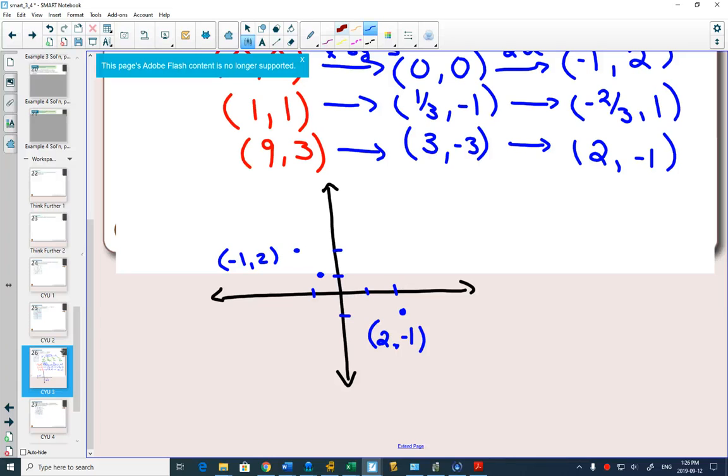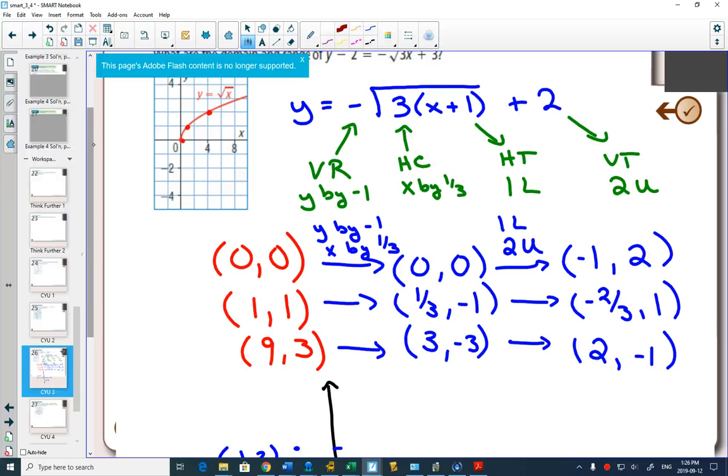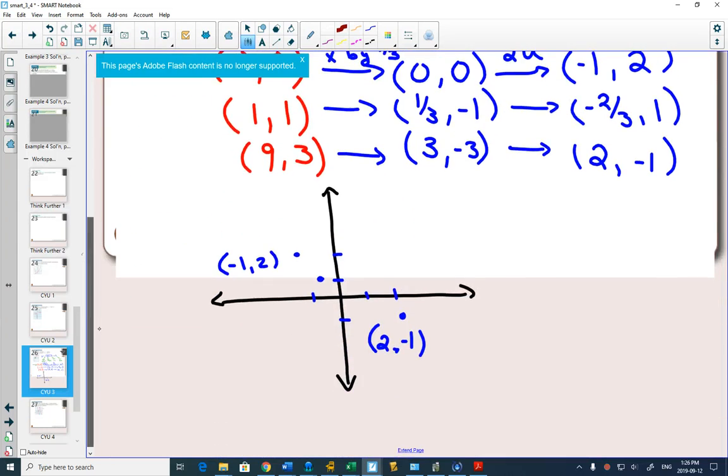Again, when thinking about what the shape is going to be, I might say to myself, what was my original point? That's this key point where the graph started, (0, 0). What happened to (0, 0)? It changed to (-1, 2). This is my starting point here. So my graph has to look like this. Still has the same kind of curve as my original graph.